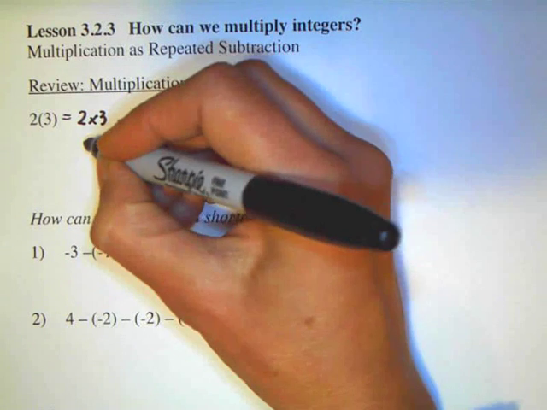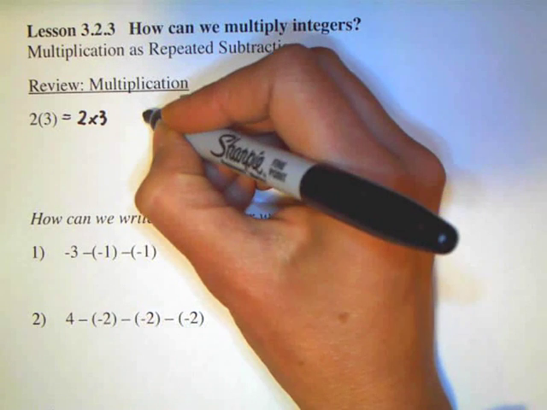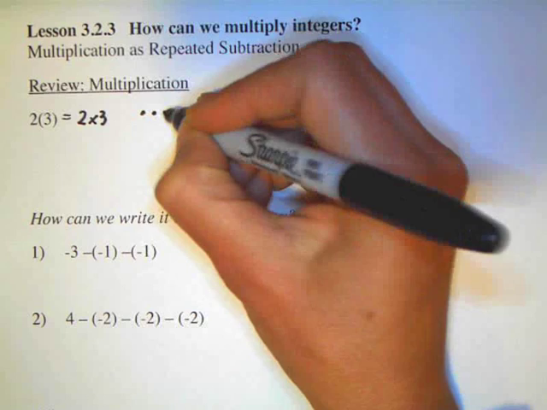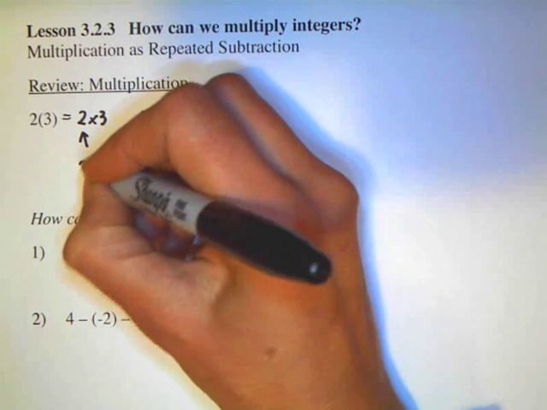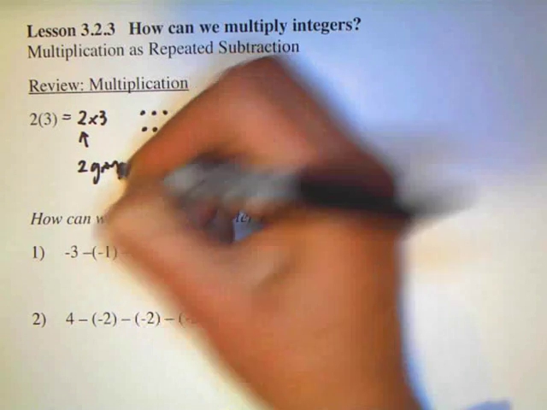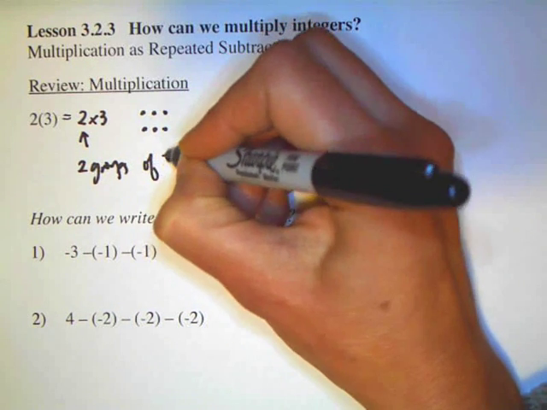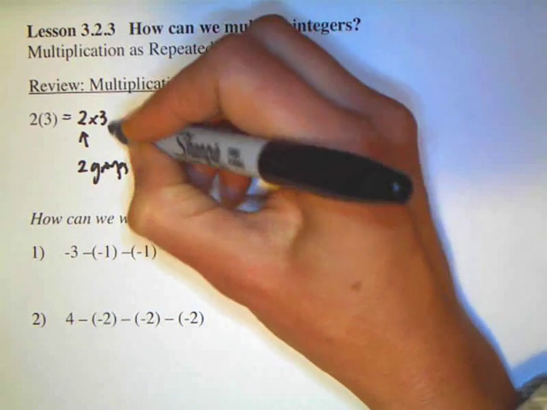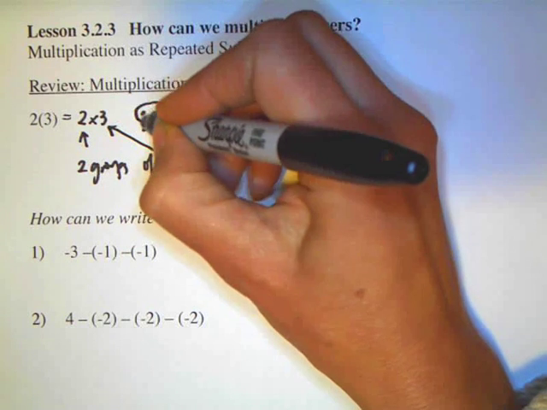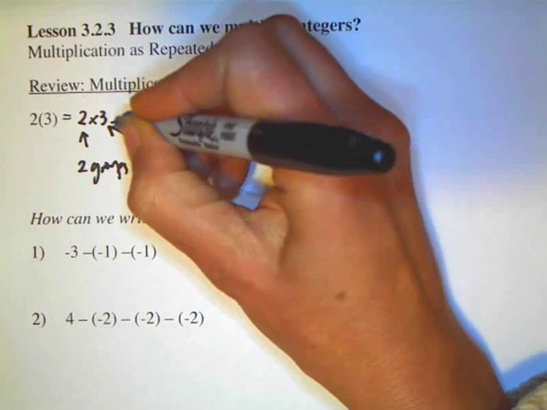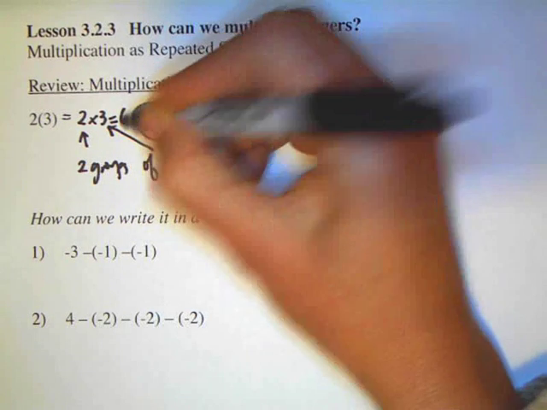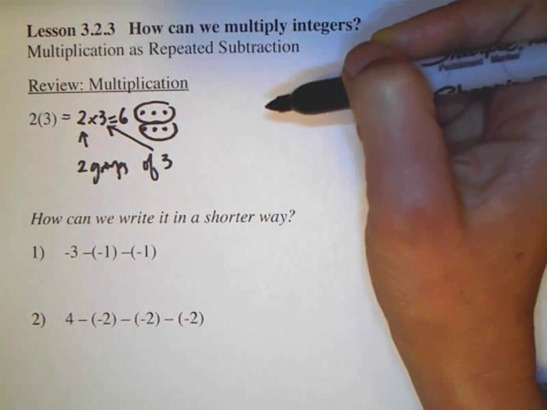And what this means is we have two groups of 3. Here's a group of 3. Here's a group of 3. I have 2 of them, and I have a total of 6. So just a review of what multiplication means.